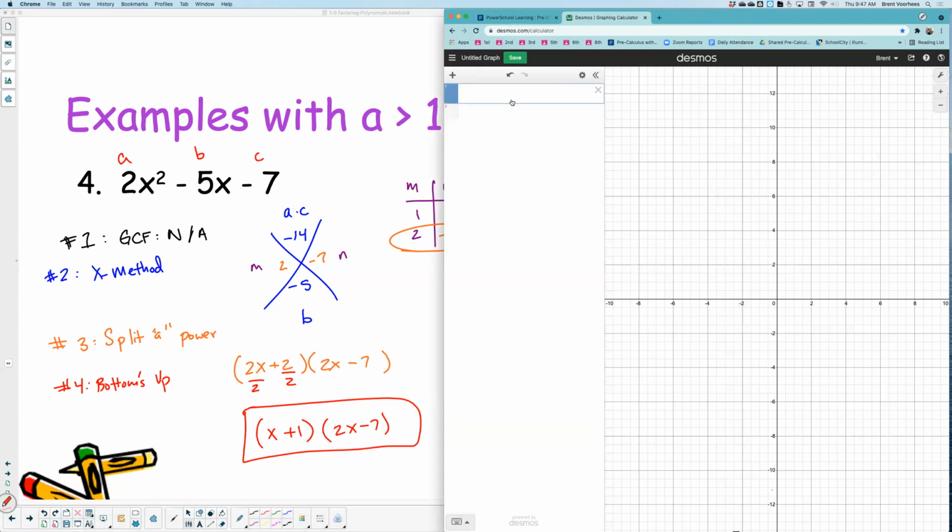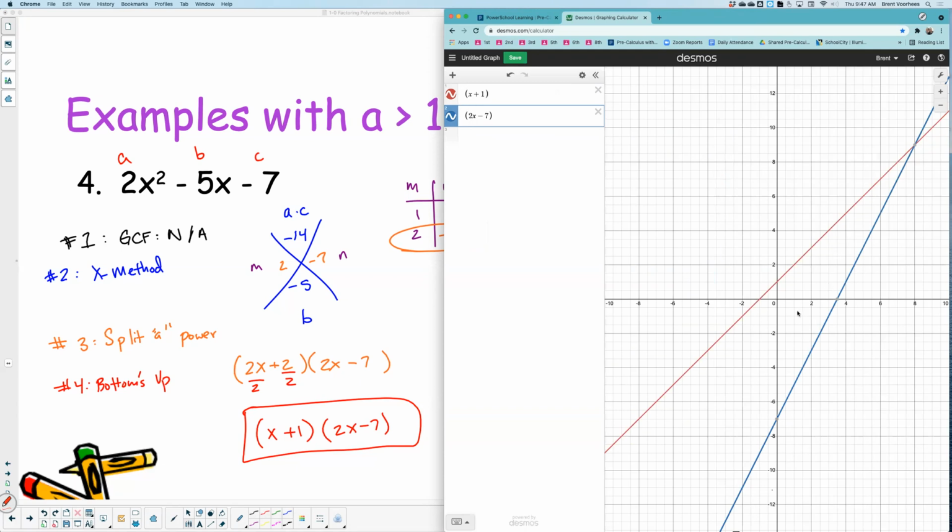I heard someone say, you got me. So let's look at it. Which line is steeper, red or blue? Blue. The greater the absolute value of the A term, the greater the steepness. The smaller the absolute value of the A term, the less steep it becomes.